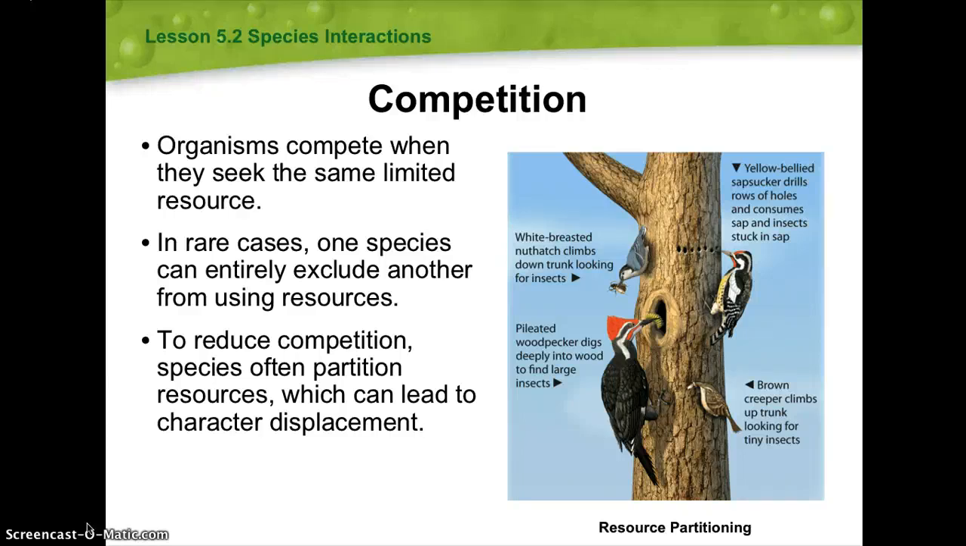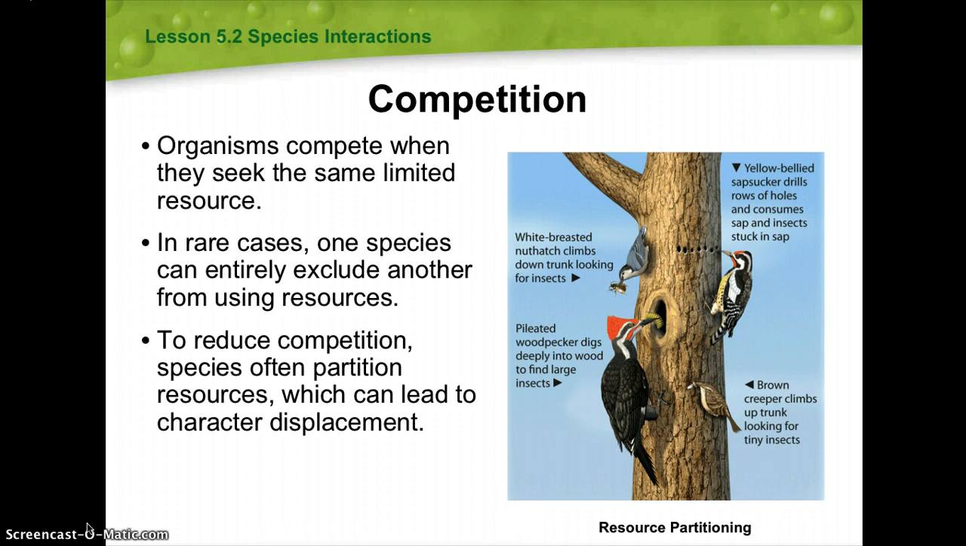So, two basic types of competition. You have intraspecific competition, which occurs when there's competition among members of the same species. And then you have interspecific competition, which is when you have competition among members of two or more different species. Interspecific competition is the type of competition that gives rise to the different types of outcomes.